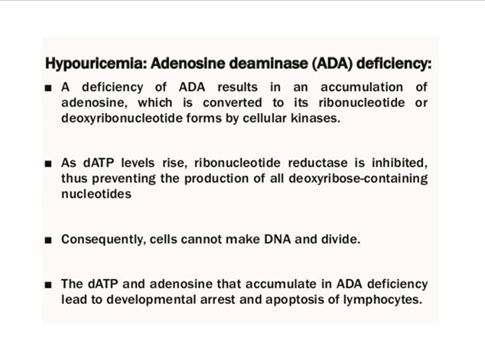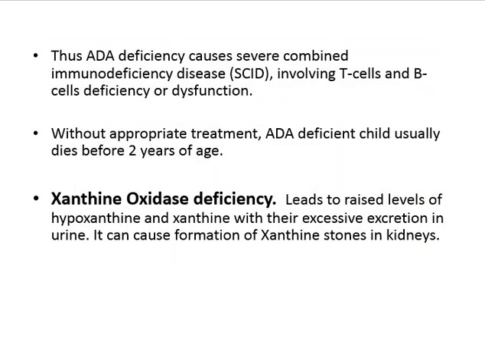The dATP and adenosine that accumulates due to the deficiency of adenosine deaminase leads to the developmental arrest and the dysfunction of lymphocytes. Thus, the adenosine deaminase deficiency causes the severe combined immunodeficiency disease, which involves both the T and B lymphocytes. Without appropriate treatment, the adenosine deaminase deficient child usually dies before 2 years of age.